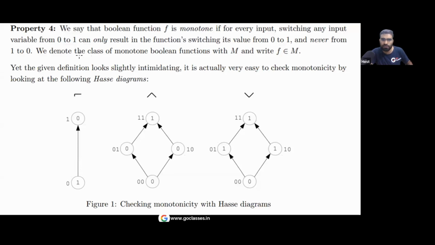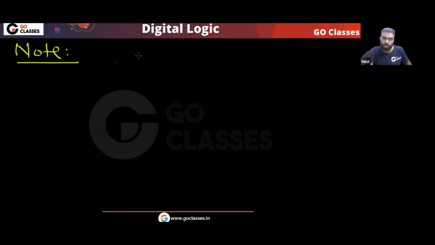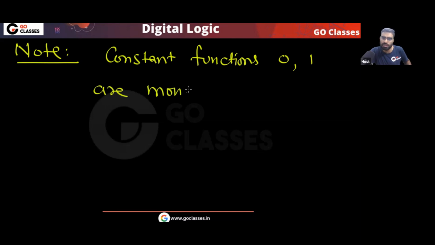So we have seen the definition of a monotonic Boolean function. When can I say a Boolean function is monotonic? What about the constant functions? Can you notice whether the constant functions are monotonic or not? The constant functions, 0 and 1, will always be monotonic, because on every upward path, the function cannot decrease.